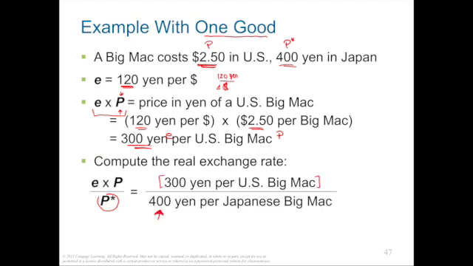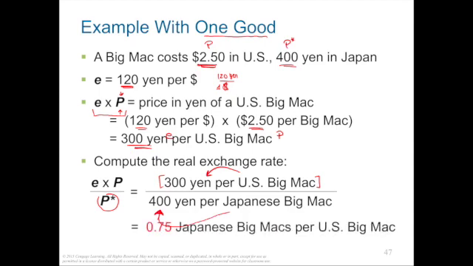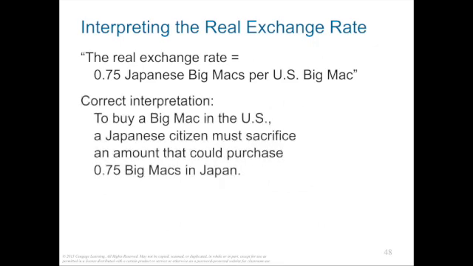With 300 yen, which is the value of a Big Mac in yen, and 400 yen, the value of the Big Mac in Japan, it means that the exchange rate between a US Big Mac and a Japan Big Mac is 0.75. For a US Big Mac, you get 0.75 Japanese Big Macs. So the correct interpretation is that to buy a Big Mac in the United States, a Japanese citizen must sacrifice an amount that could purchase 0.75 Big Macs in Japan.